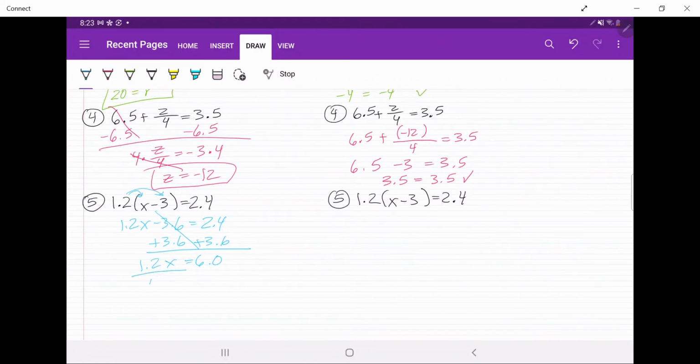Then we divide both sides by 1.2 to get x by itself. And 6 divided by 1.2 is going to give us 5. So now we check our answer. 1.2 times x is going to be 5 minus 3 equals 2.4. 5 minus 3 is equal to 2. So we do 1.2 times 2 equals 2.4. And 1.2 times 2 is 2.4, which is indeed equal to 2.4. So x does equal 5.